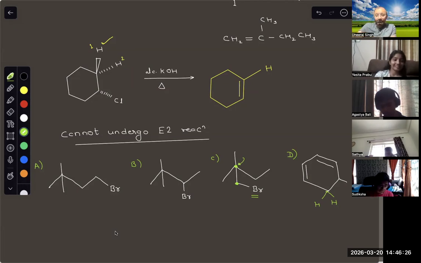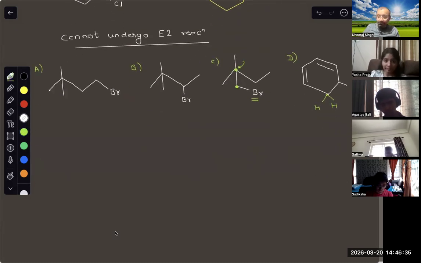Understood. So you need a beta hydrogen, otherwise nothing will happen. Okay. Now tell me the rate of reaction here. When you talk about halides RI, RBr, RCl, RF, which one will give the highest rate of reaction in E2?